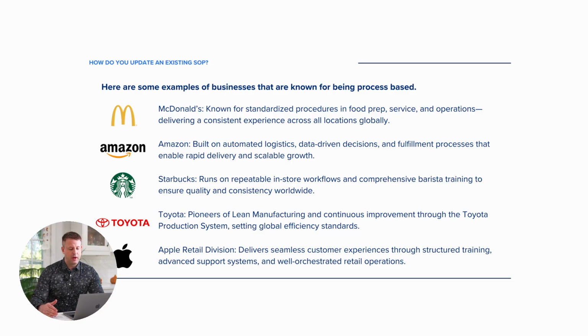But what's unique about Toyota is when they have a problem, they're trained to literally go into assessing it and dealing with it immediately, which compared to previously some American car manufacturers is like the complete and total opposite. And Apple. So specifically Apple's retail division, it delivers seamless customer experience through structured training, advanced support systems, and well-orchestrated retail operations. One thing I'd say on Apple is that they have such a high-quality product and brand that it makes their in-store retail division so much more seamless. But nevertheless, they do have quality SOPs.